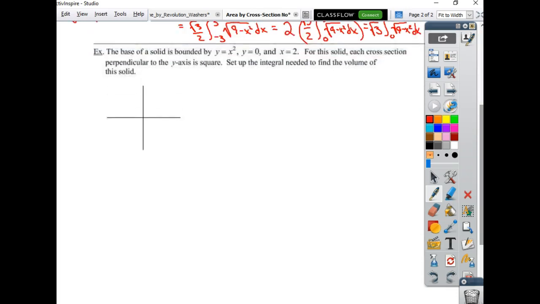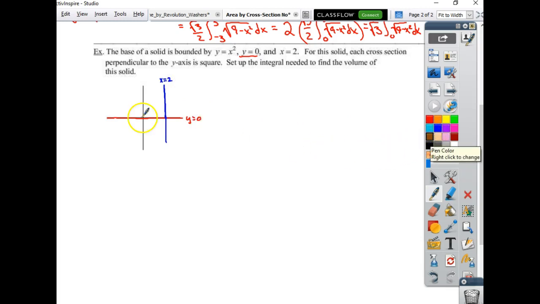All right. Last problem I want to work through, and then we're done for the day, folks. And then you can work on some problems as you need to. So we've got a base of a solid. It's bounded by y is equal to x squared, y is equal to 0. I'm going to graph y is equal to 0. That's a nice, easy, pretty graph. So that's the x-axis. That's y equals 0. We've got x is equal to 2. I like that graph. Here's x equals 2. Here's y equals 0.